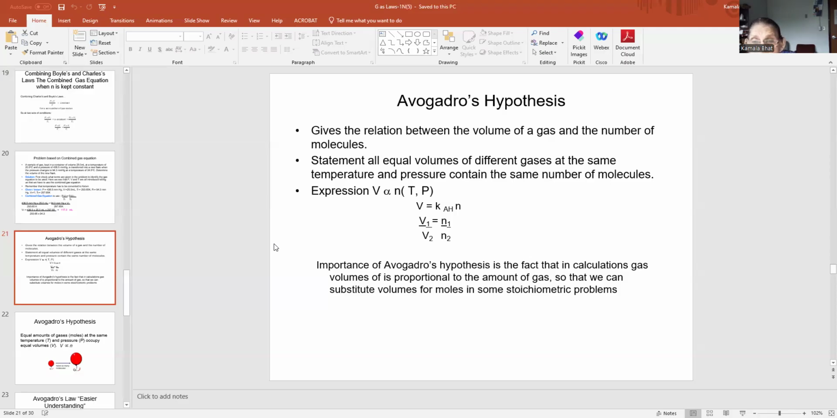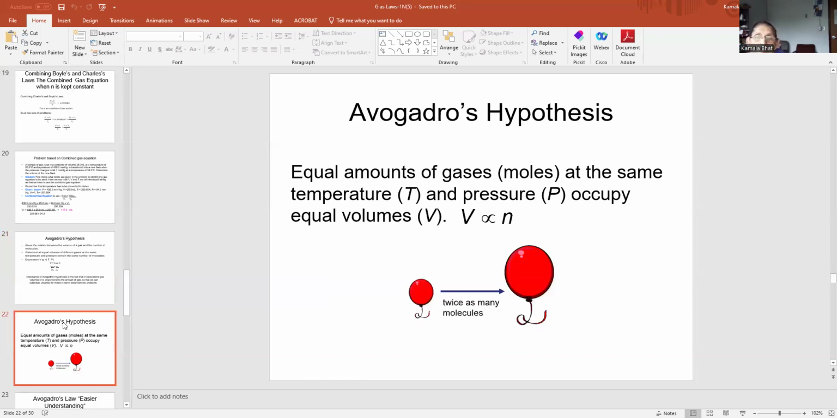The importance of Avogadro's hypothesis is the fact that in calculations, gas volume is proportional to the amount of gas, so that we can substitute volumes for moles in some stoichiometric problems. Here is a demonstration: you have a gas that initially has a volume V and n moles. If the number of moles of gas becomes twice, then naturally the volume also becomes twice.